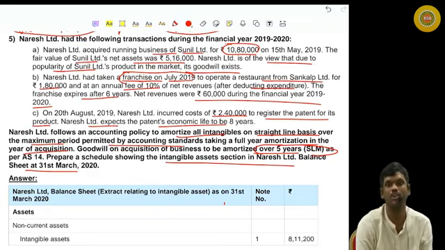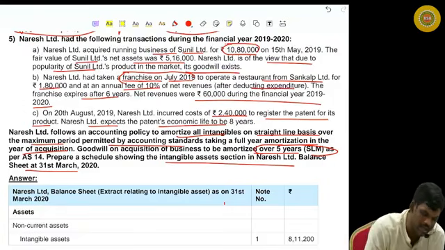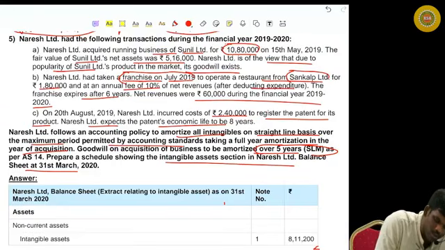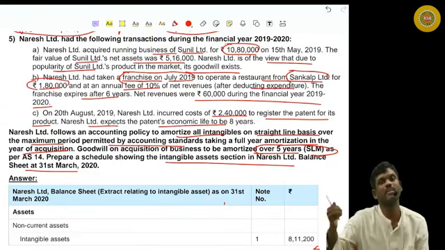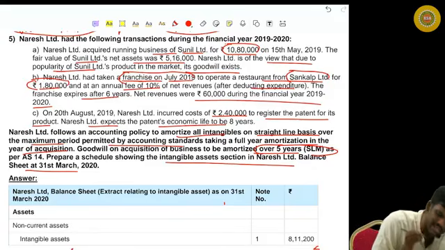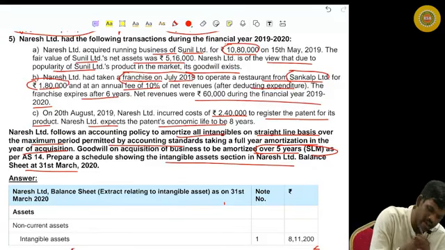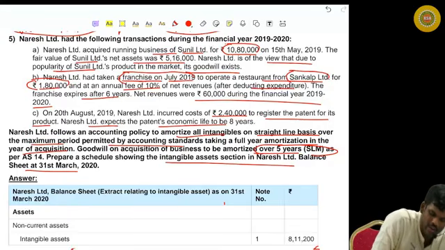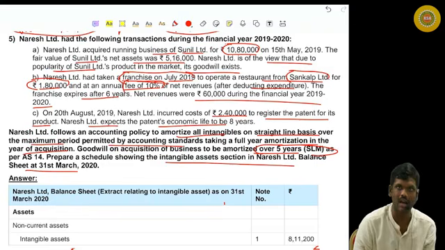He is just using Domino's brand name, Domino's franchise, to attract people. Naresh Limited got a franchise from Sankalp Limited. How much did they pay for that? 1,80,000. Whatever money you pay to get these franchisee rights will be capitalized as an intangible asset. They will pay this 1,80,000 upfront, and then every year, out of whatever net revenue you make, you have to give 10% to Sankalp Limited.